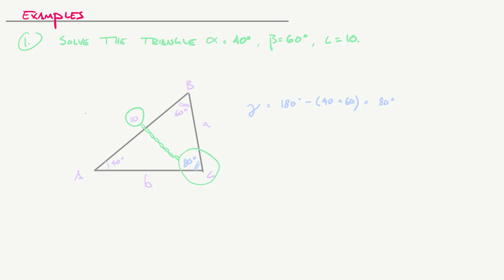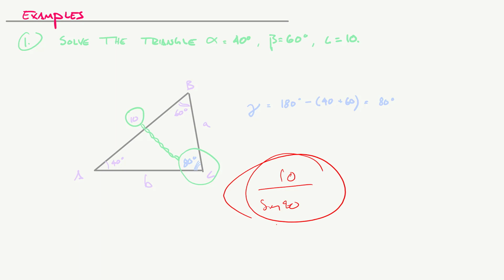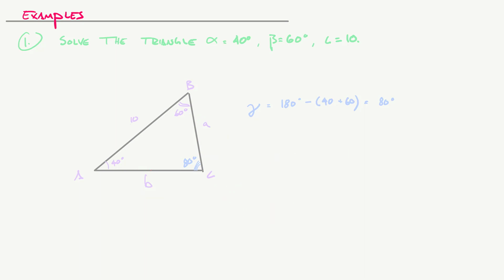But specifically for law of sines, you have to have this kind of linked pair because this sets up the ratio. We know now that 10 over the sine of 80 is the ratio that we're going to use to figure out A. A is being divided by the sine of 40. B is being divided by the sine of 60. That's what the law of sines says. So I always look for a linked pair, a side length with its opposite angle, and that helps me set up the ratio.